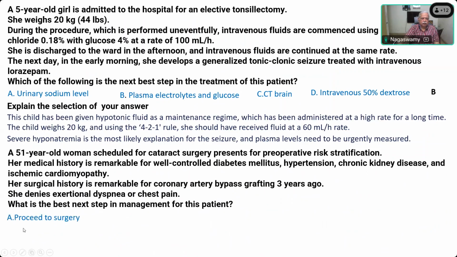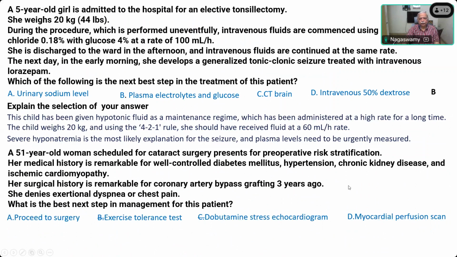The options are: proceed with surgery, exercise tolerance test, dobutamine stress echocardiogram, or myocardial perfusion scan. Proceed to surgery. Fantastic. Why? Since the metabolic equivalent functional capacity is normal, we can proceed with the surgery. There is no mention of exertional symptoms. Whatever test we do, the exercise tolerance is not going to change. If it's not going to change the outcome of our planning, then there is no need to proceed with it.